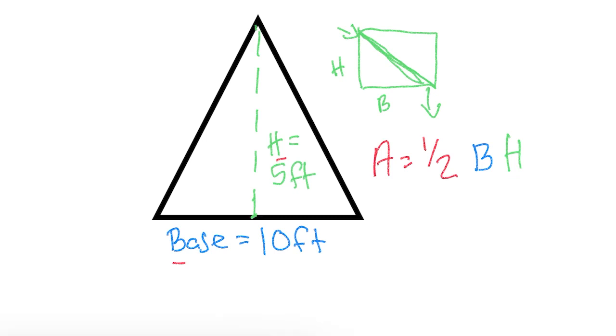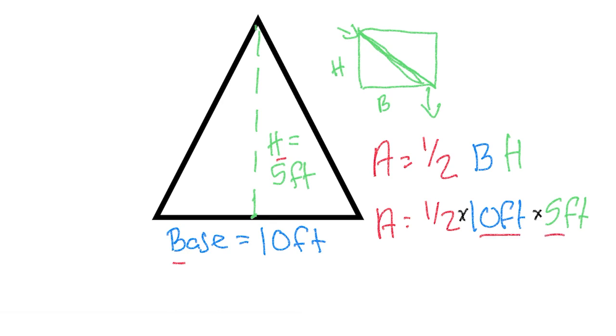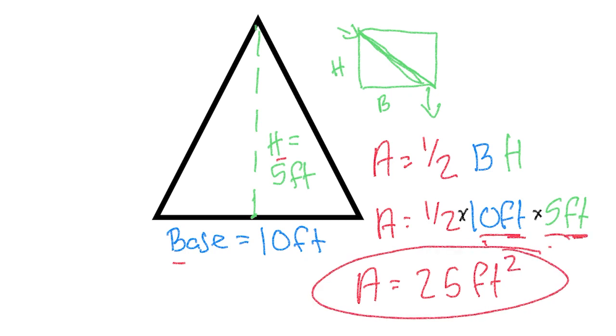But okay, let's plug in those values to find A. So A is half of 10 feet times 5 feet. Now this is a little easier to solve than those other equations, as we have just 10 and 5. So half of 10 we know is going to be 5. So essentially you're just multiplying 5 by 5. So our area here is going to be 25 feet. What? Feet squared, because we have those 2 feet in the equation.